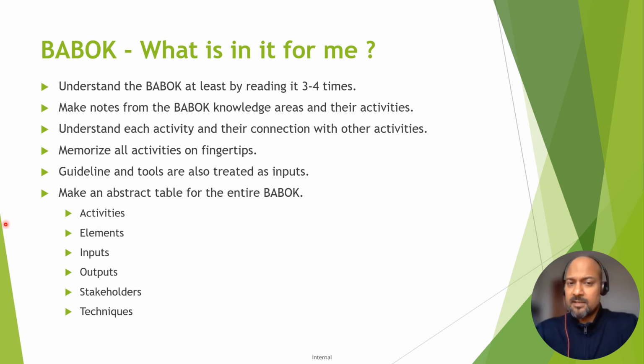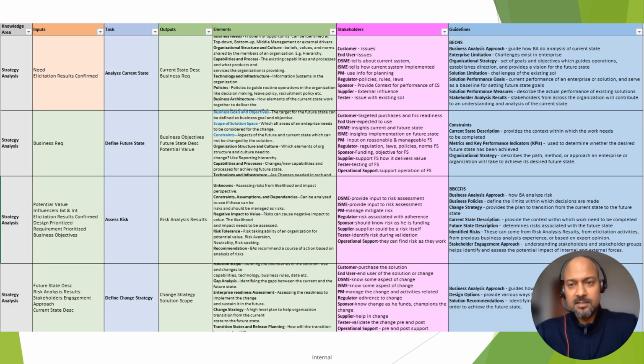And then make an abstract table for the entire BABOK. The activities, the elements, the inputs, outputs, stakeholders, and the techniques, all those elements of the BABOK that are important for your learning need to be jotted down in a very crisp shorthand format. That could be an abstracted table that will help you go through it daily to memorize it. This was the table that I created for my learning, and I went through these tables again and again on a weekly basis so that everything is covered. That kind of revision will help you.